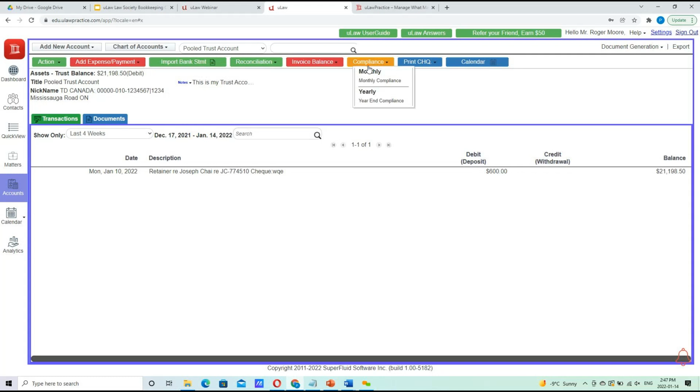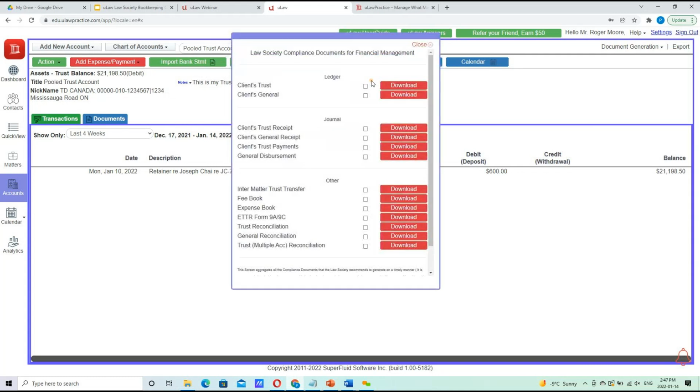If you look at pretty much any screen within the uLaw system, you have what's called a compliance panel. And if you look at the Law Society's monthly compliance set of documents for financial management, you see right away the system is purpose-built based on the expectations written in the Law Society's bookkeeping guidelines. We started off with Ontario, or LSUC as it was called, and gradually moved towards all other provinces. Today we can say we pretty much cover the bookkeeping needs of provinces across the country.